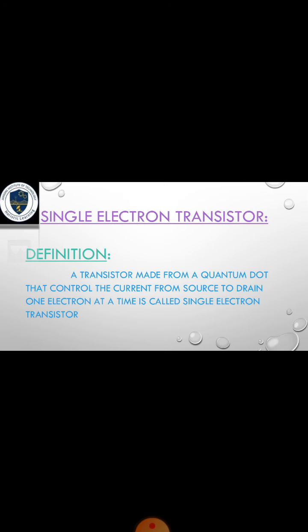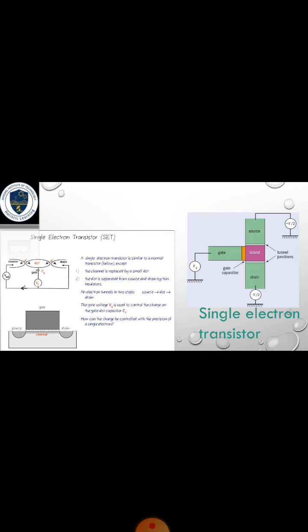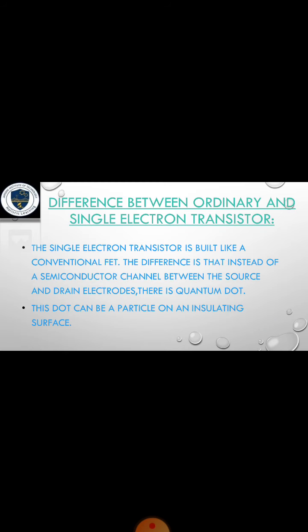Single electron transistor. A device made from a quantum dot that controls the current from a source to a drain one electron at a time is called a single electron transistor. This is the structure of a single electron transistor. Here we have source to dot, and dot to drain.